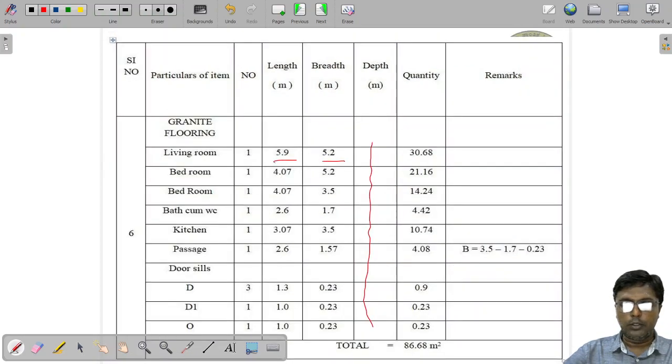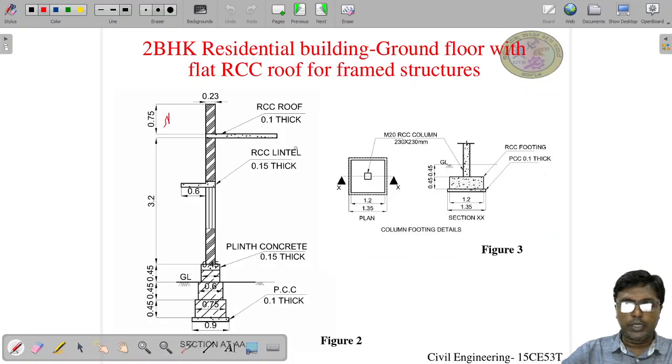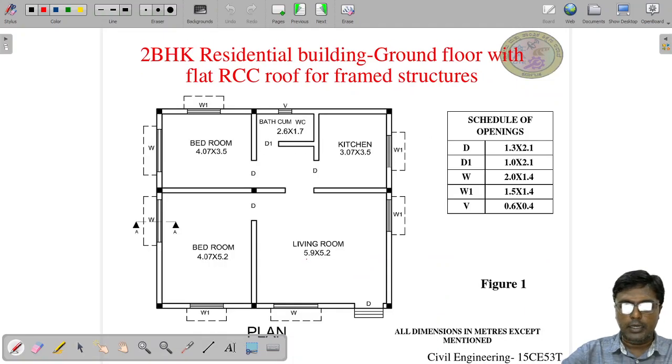So 5.9 into 5.2, 4.07 into 5.2. This is the second bedroom, and bath cum water, kitchen, passage. This is the passage. We have to put the granite here also, right? But they have not given any dimension. So how to calculate? See, this is 2.6.